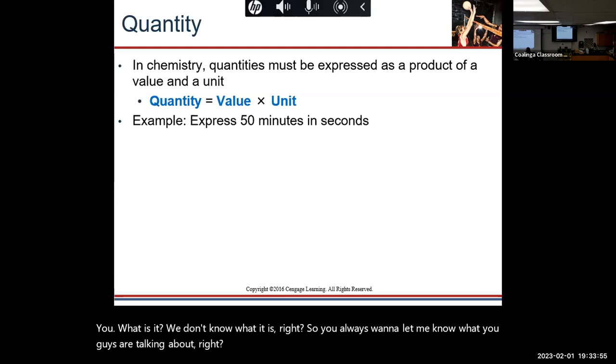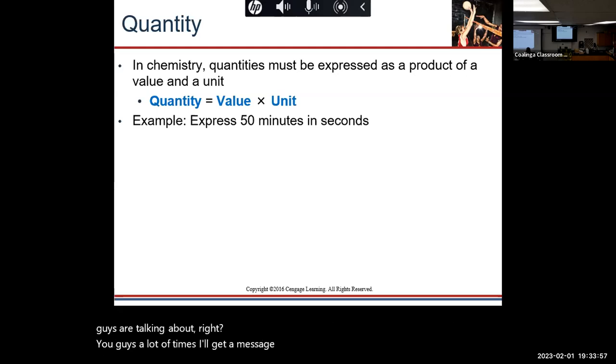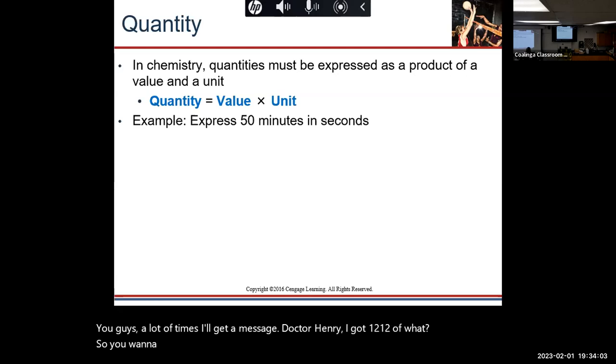So you always want to let me know what you're talking about. A lot of times I'll get a message: Dr. Henry, I got 12. 12 of what? So you want to always put the units there. Units are very important, okay?